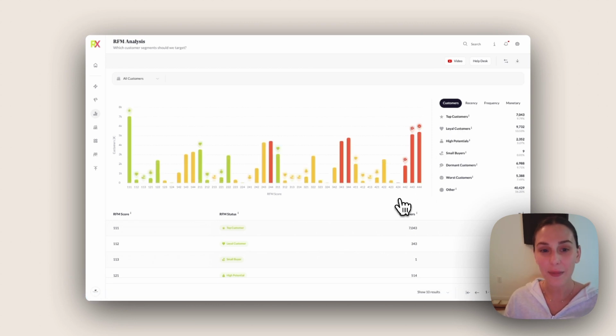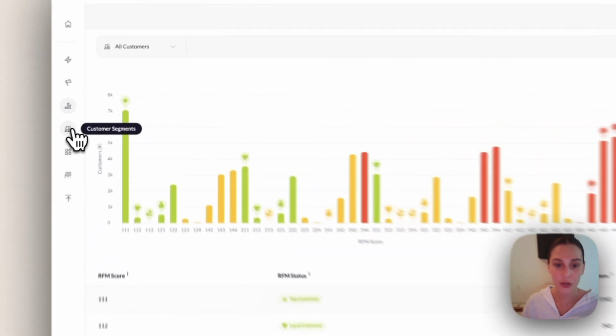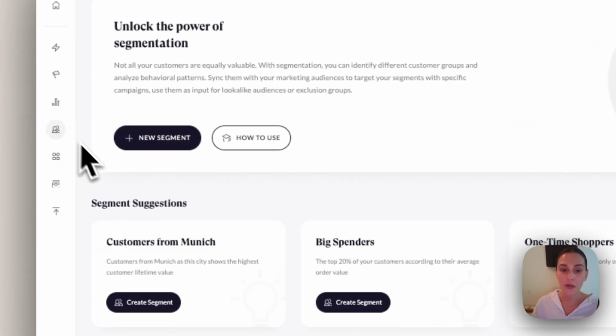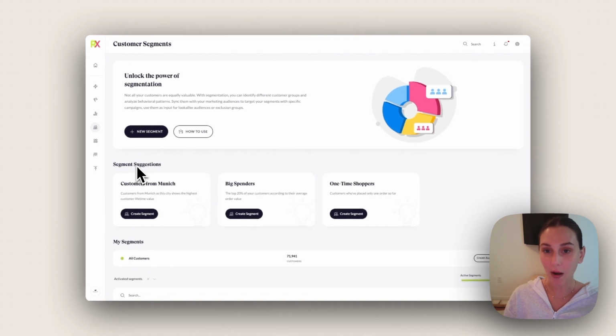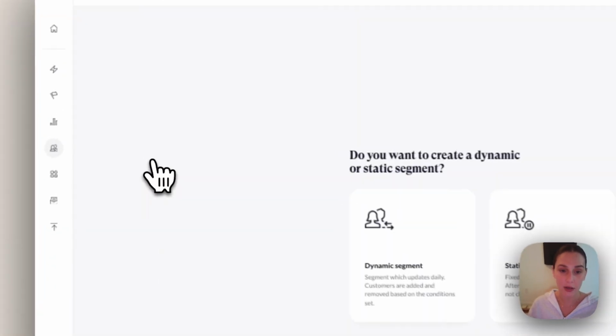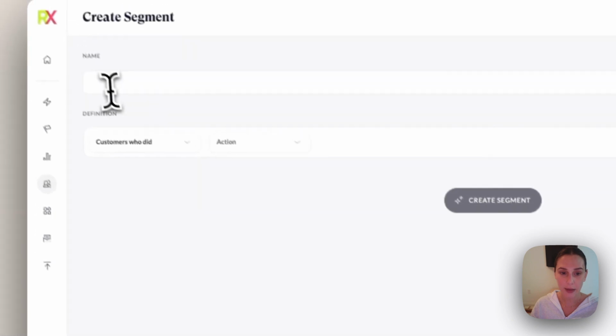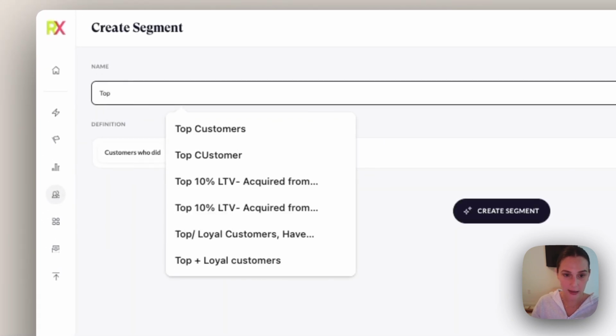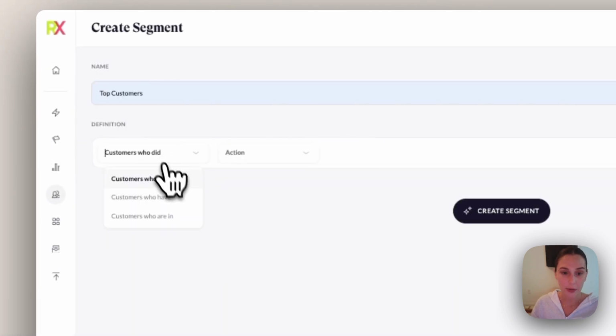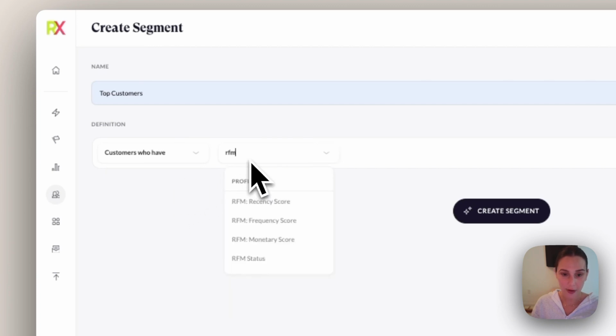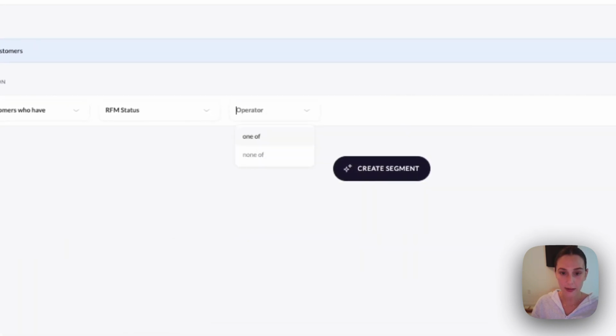How we make RFM actionable is really easy. So all you're going to want to do is head on over to customer segments. In general, under segment suggestions, you will see RFM categories there that you can hit with one button, and those will populate. However, to create them from scratch, this is very simple. So we would just hit new segment, dynamic segment. Then if we wanted to say top customers, for example, we would say customers who have RFM status, one of, and then you can just select top customers.